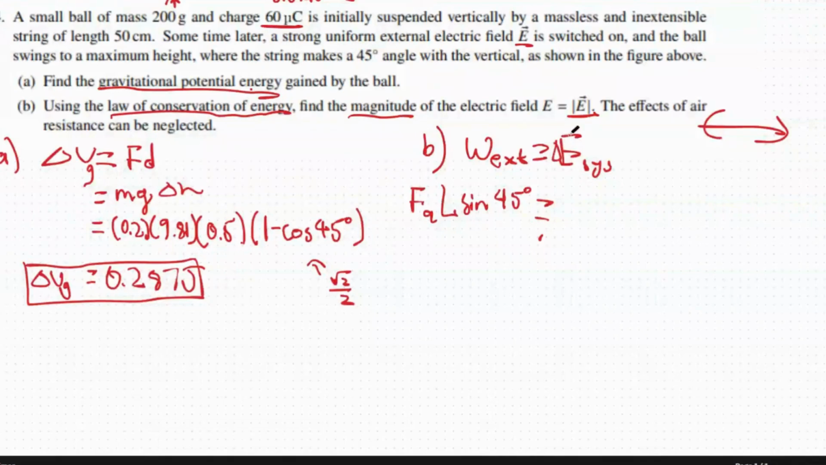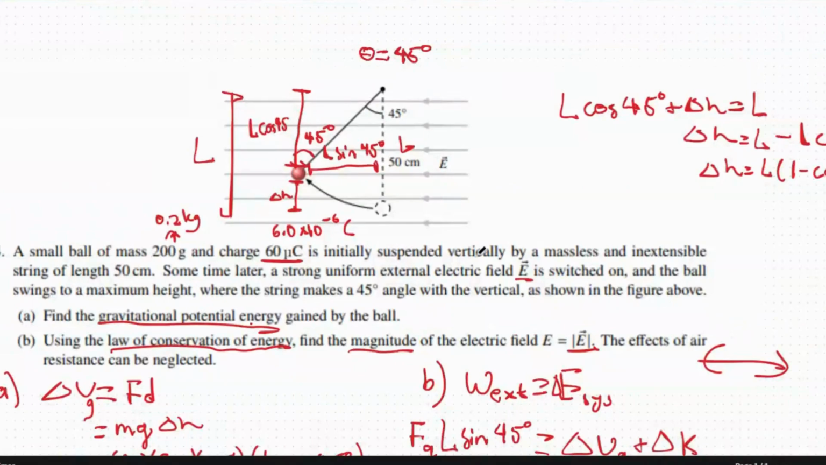Now we know that the net energy done on the system would be equal to the change in potential energy plus the change in kinetic energy. However, we see that over here the ball is not moving, so the kinetic energy would be equal to 0. At the start, the ball is not moving, so kinetic energy is also equal to 0. So in this case, delta K would be equal to 0.